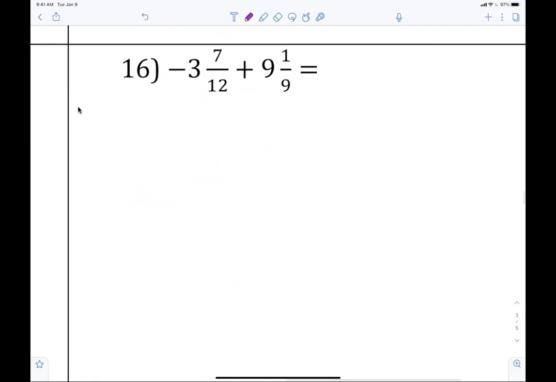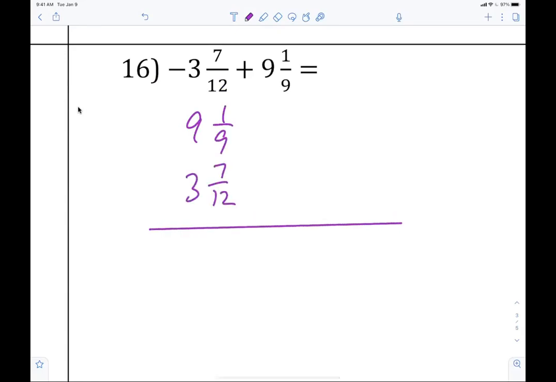All right. So Ryan, am I adding or subtracting? And the answer is going to be positive or negative. You said both answers. Now, which one is it? Negative or positive? Thank you, sir. So I'm subtracting. So I'm going to put 9 and 1/9 first, minus 3 and 7/12. Common denominator is 36. So now what? 9 and 1/9 becomes 9 and 4/36. And negative 3 and 7/12 becomes 3 and 21/36. Yep. So what's the problem now?